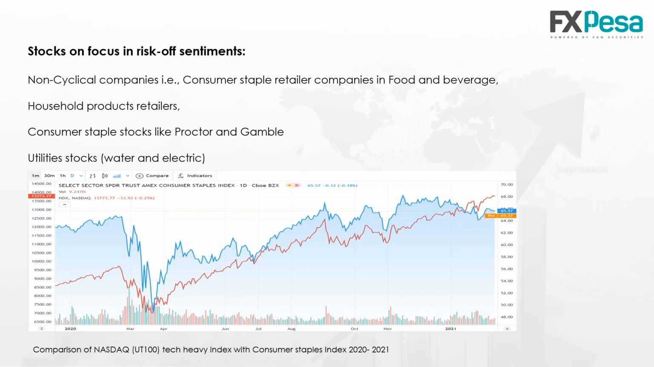But moving along, you can see that the blue line is representing the consumer staples, sorry, and the red one is representing the tech index, the Nasdaq 100. So this crisis has been a special one, because it is a time when people were demanding more of the technology, even as they required the consumer staples products. They also demanded more of the technology.